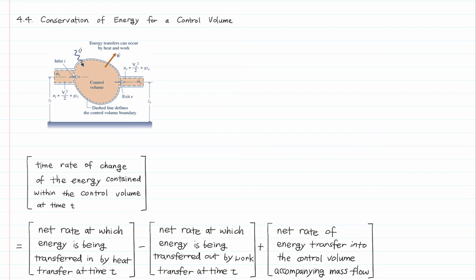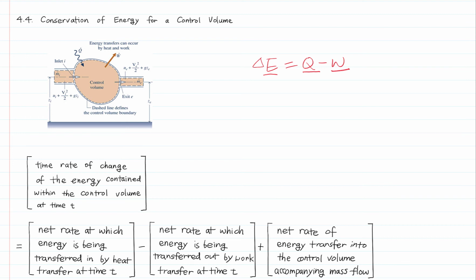4.4 Conservation of energy for a control volume. The first law of thermodynamics states that energy cannot be created or destroyed. For a closed system, the first law of thermodynamics can be written as delta E equals Q minus W. E is all forms of energy in the system, Q is the heat transfer across the system boundary, and W is the work across the system boundary. It may be used for any closed system and in any process.